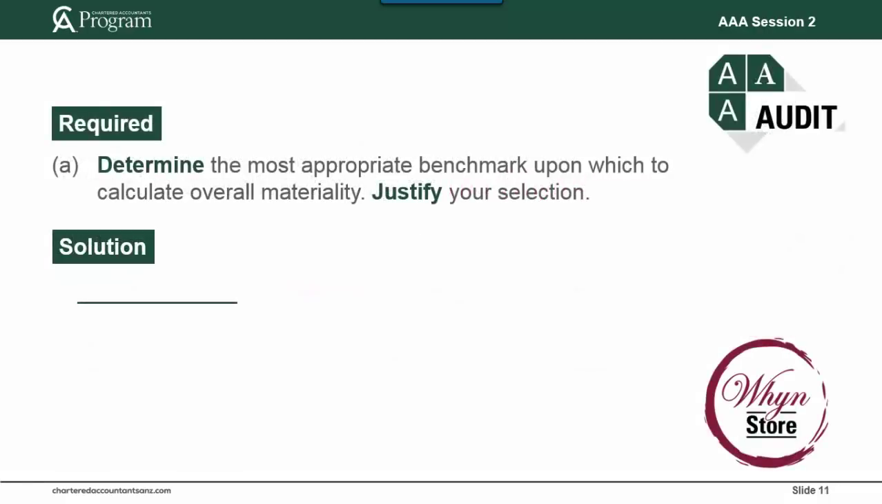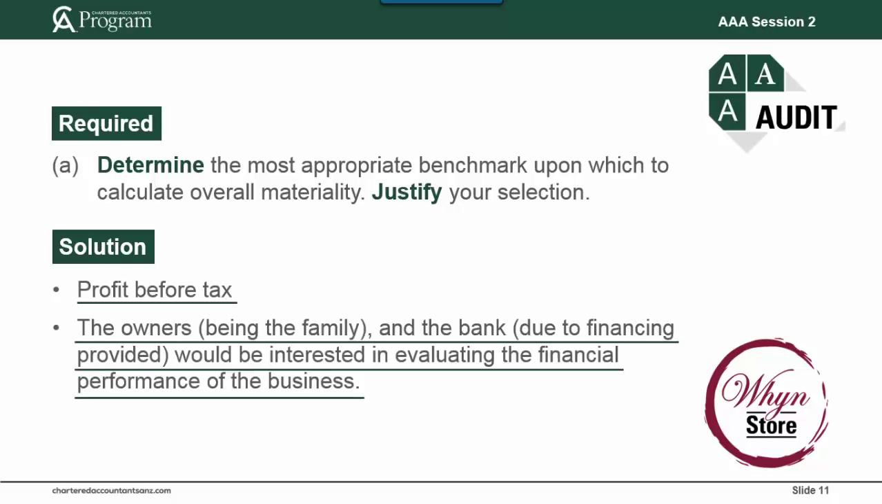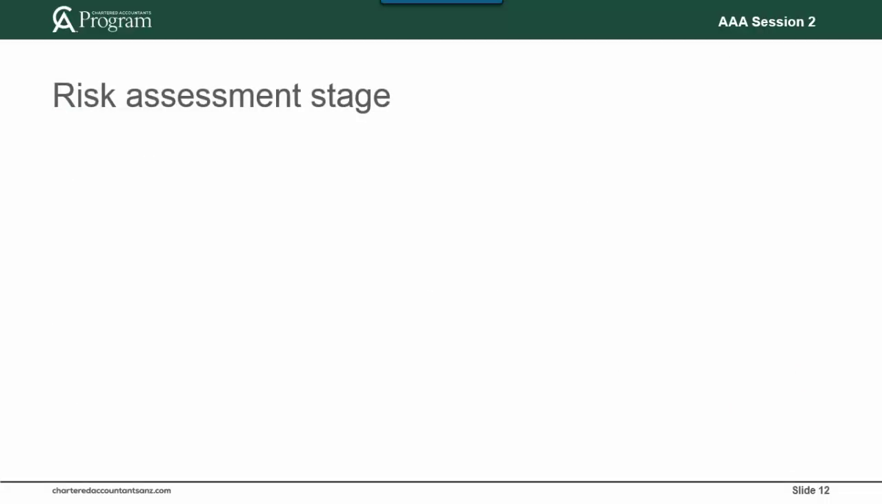Therefore, our solution to the required A would be as follows. As you've clearly determined the benchmark and justified the selection, you have answered the required Part A. Remember to always apply the facts in the scenario when determining the most appropriate benchmark. While we're on the topic of materiality, it makes sense to take a moment to also recap on performance materiality.